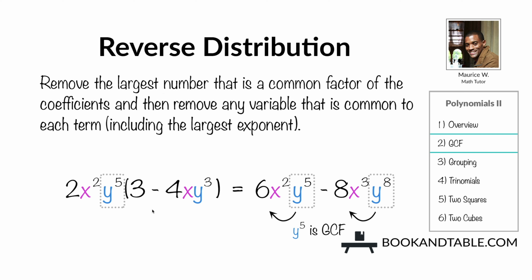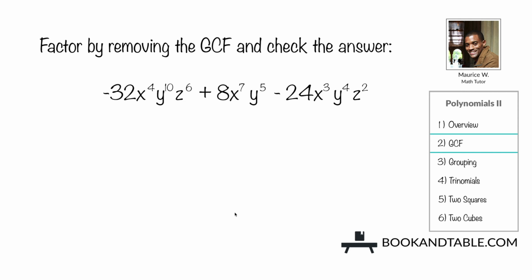And the two factors for 6x squared y to the fifth minus 8x cubed y to the eighth would be 2x squared y to the fifth. And the second factor would be 3 minus 4x y to the third. So removing the greatest common factor from an expression that has multiple variables is the same exact process of removing the greatest common factor of an expression that has a single variable throughout the terms. So let's take a look at this example.